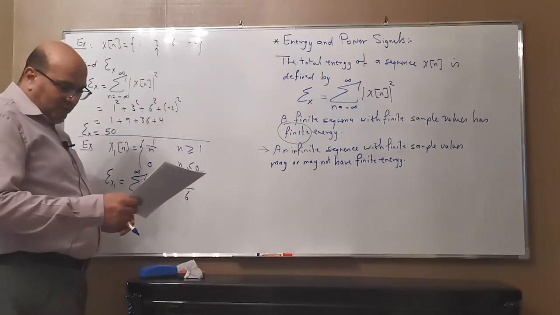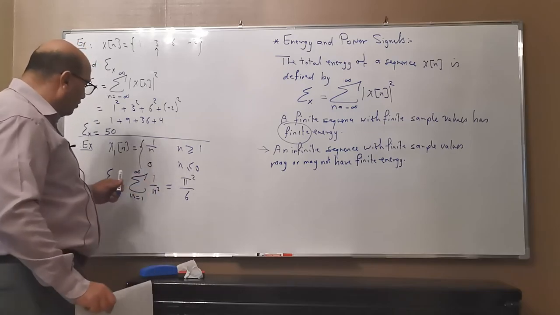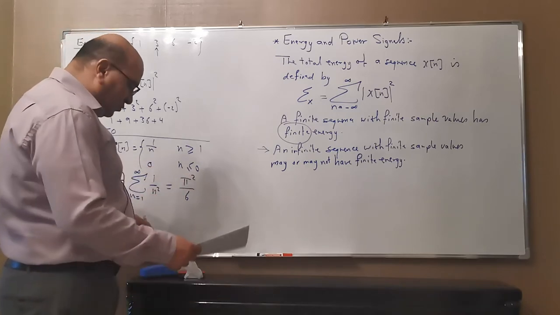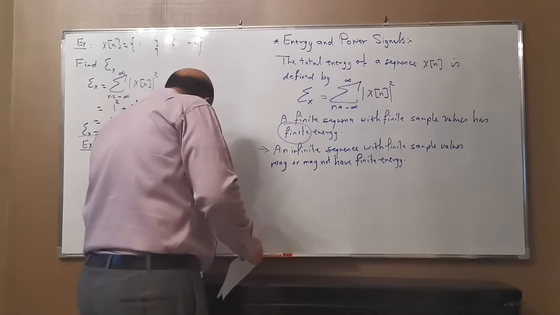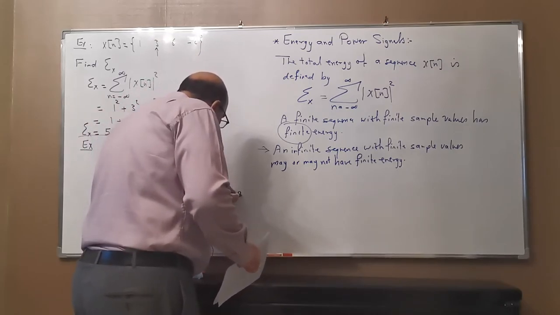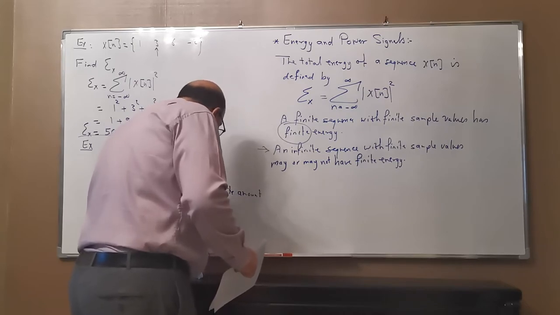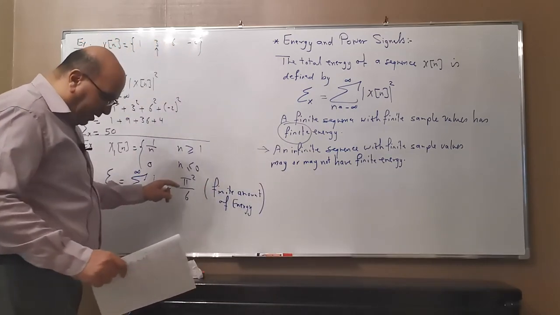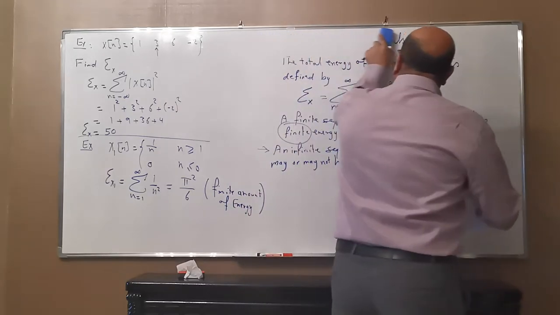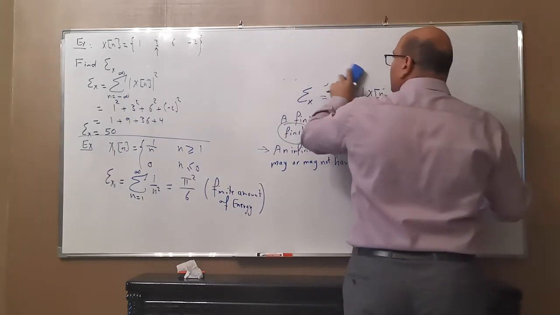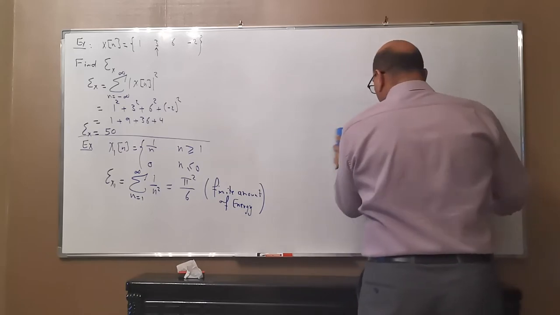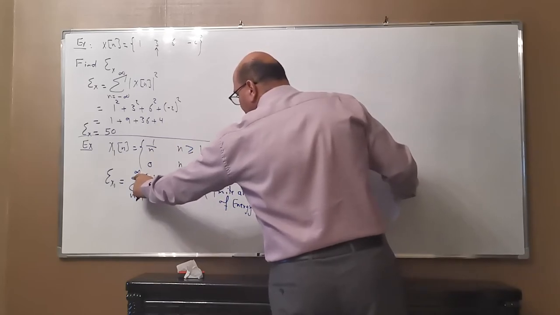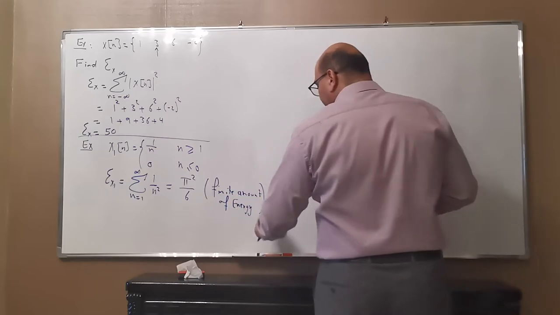You don't have to memorize this. We just take this from calculus to prove that this type of sequence does converge, and it has a finite amount of energy, which is equal to pi squared over 6. Okay, on the other hand, notice here that 1 over n is an infinite sequence. It goes up to infinity, but still it has a finite amount of energy.